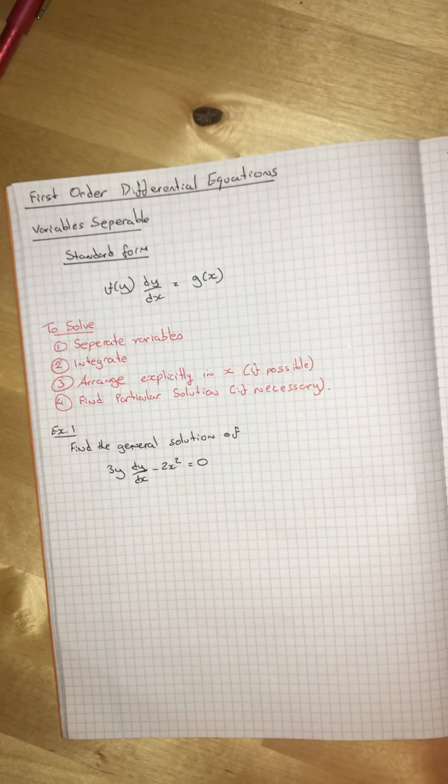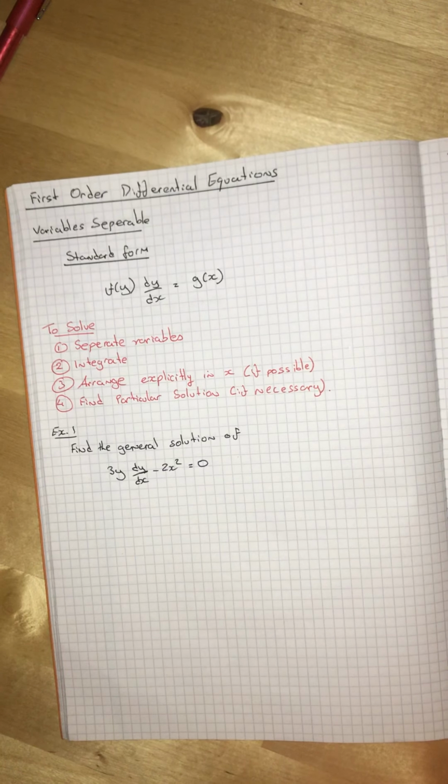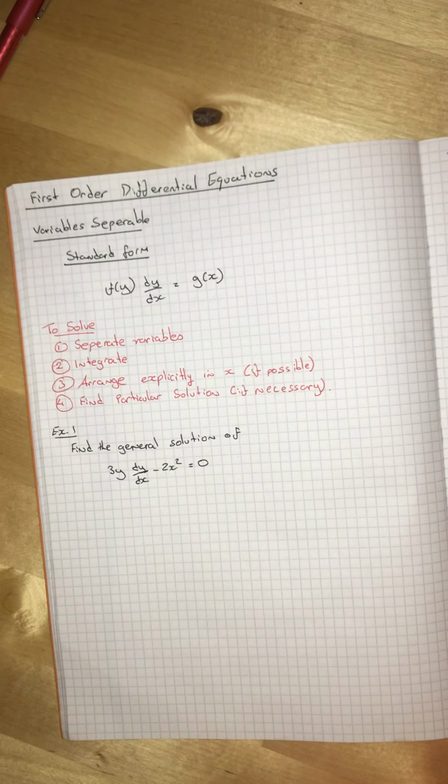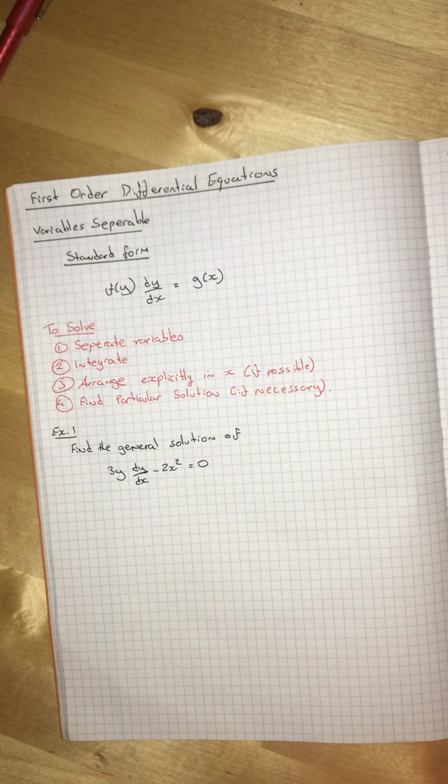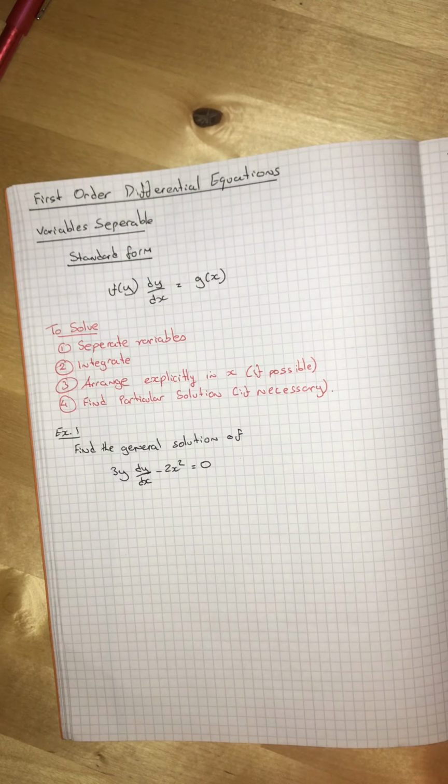So our steps are going to be to separate the variables. Then we can integrate both the left-hand side and the right-hand side. I will then attempt to arrange it explicitly in x if possible, and then if we're asked to, we'll find the particular solution. The general solution is when you have a constant of integration left in your final solution, whereas a particular solution is if you're given starting conditions which allow you to find the constant of integration. Okay, so we'll have a few examples.